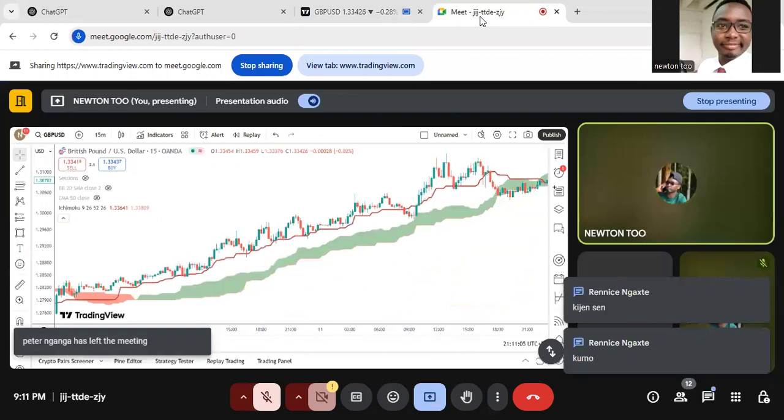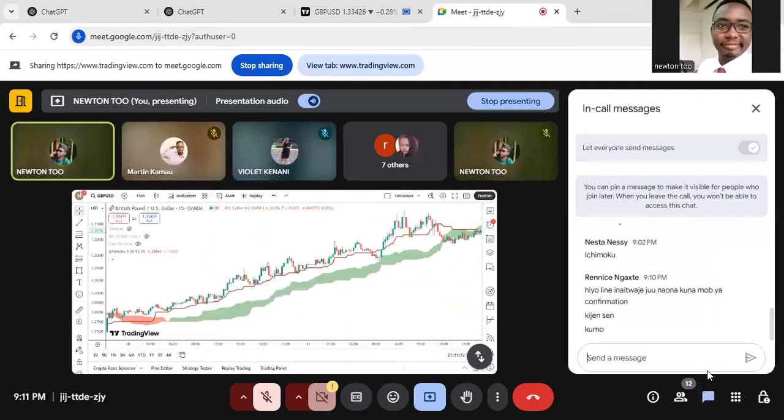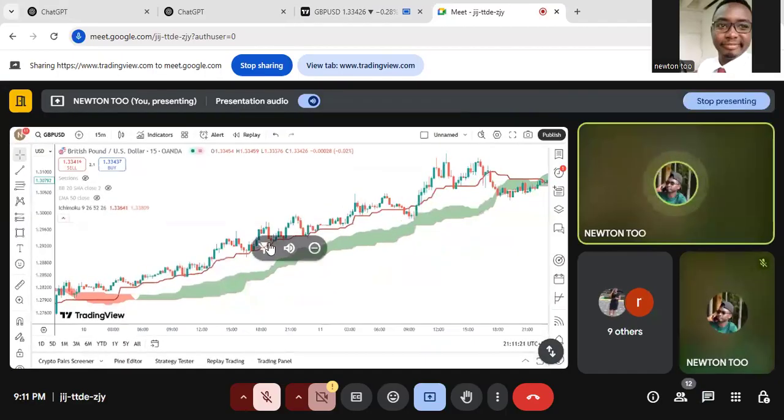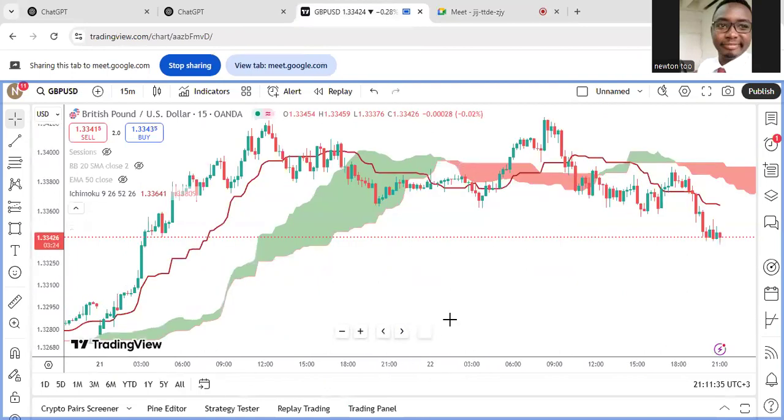It's called Kijun-sen. I'm going to be showing you the Kijun-sen. Anasema hiyo line inaitwaje, juu naona kuna mob ya confirmation. Kijun-sen inaitwa baseline. It's called a baseline. Yeah, hiyo ni baseline. So baseline also unaweza tumia ku hold trade, to know like a stock is still uptrend. So kama hapa ilikuwa tu uptrend, so you don't have that fear to exit the market.